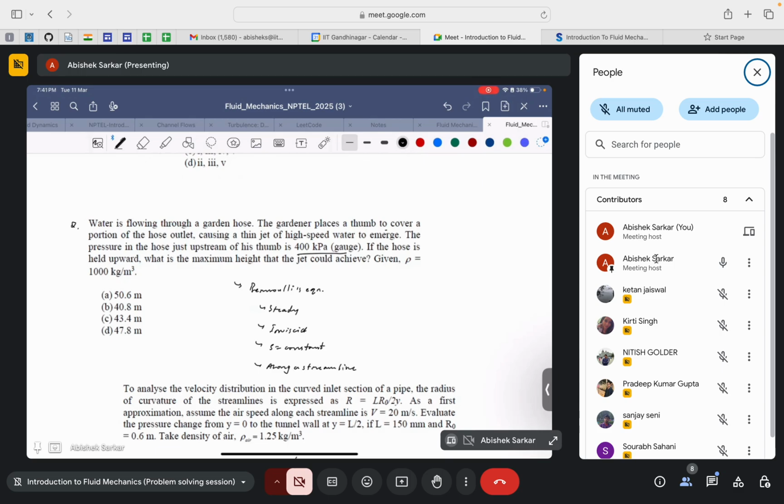So let me try to draw a schematic diagram. I do not know whether I will be able to do it justice. Say this is the place where the gardener places his finger, and the water is going to a certain height. Let me draw it in a way that I need to only draw the one part. Sorry.